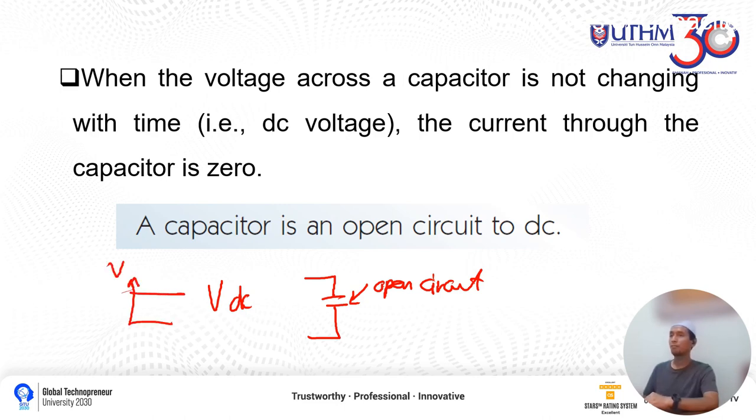So when the voltage across the capacitor is not changing with time, the current will be equal to zero. That means there will be no current. So it's like an open circuit. Okay. So I will be equal to zero.